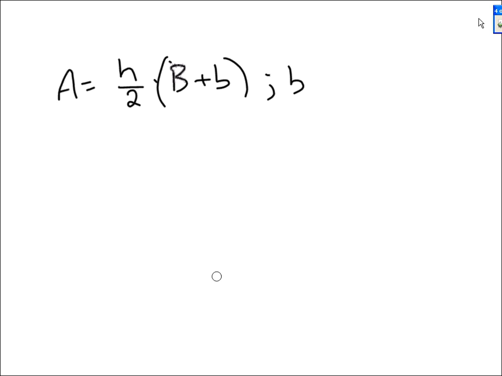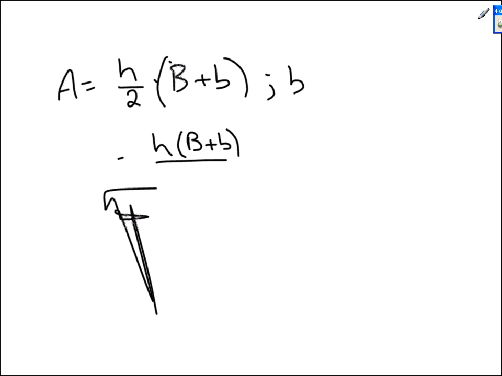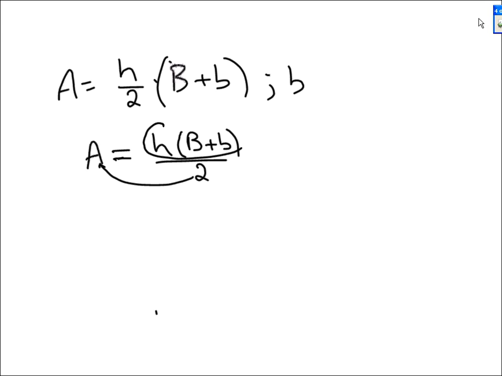It's better to have it as a fraction, to solve for any of the variables. That is, this is A equals h times big B plus little b over 2. Okay, that's what A equals. Now, I know that 2A is equal to the numerator.